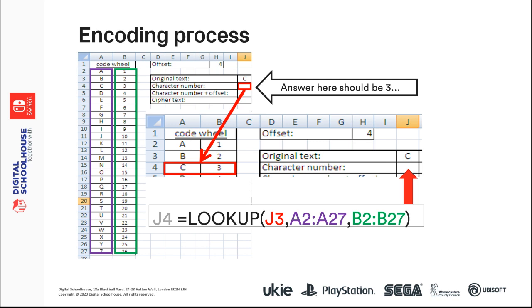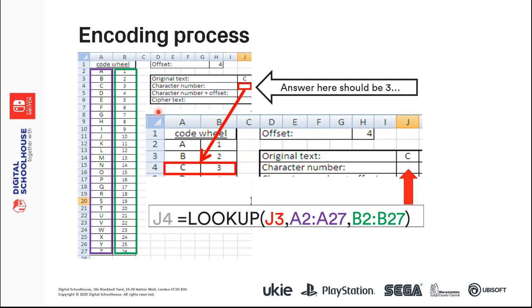So we're going to do the bit that says the code wheel to start with. We're going to set this up so it's ready to work. We're going to do the code wheel, we're going to do the letters down here, and we're going to do the numbers next to it. We're also going to type in offset and put a space for the offset to be typed in. Original text, character number plus offset, and ciphertext. So we've got a little bit of setting up to do first. So that's what we're going to do now.